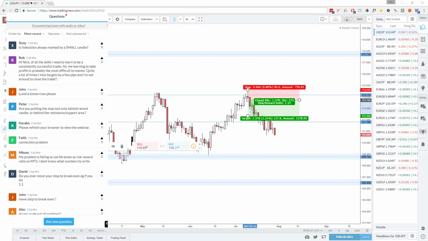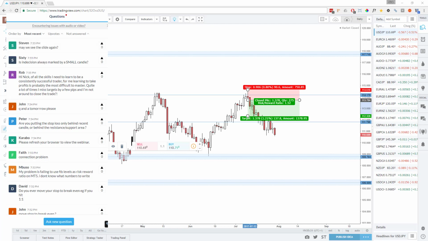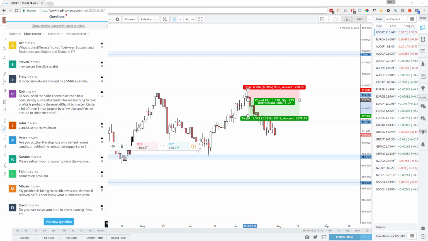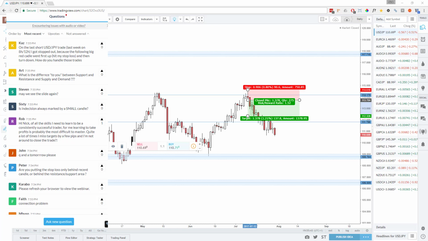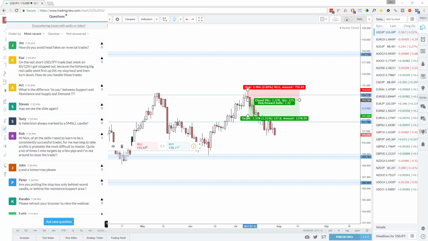Rob Fitzgerald: Hi Nick. Of all the skills I need to learn to be a consistently successful trader, learning to take profits is probably the most difficult to master. Quite a lot of times I miss target by a few pips and I'm not around to close the trade. That just probably means that you're not setting smart targets, Rob. The targets we just discussed, smart targets, they're the ones that are going to be hit. If your targets are being missed, it's probably because they're behind barriers. That would be my guess anyway.